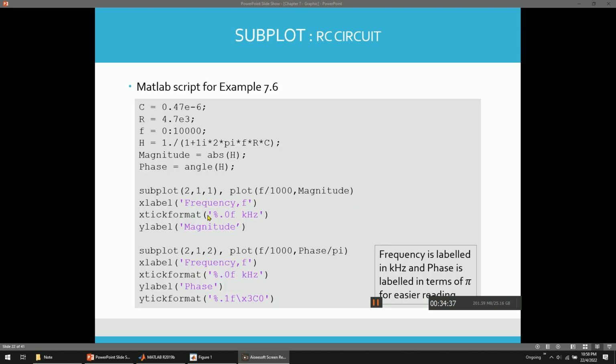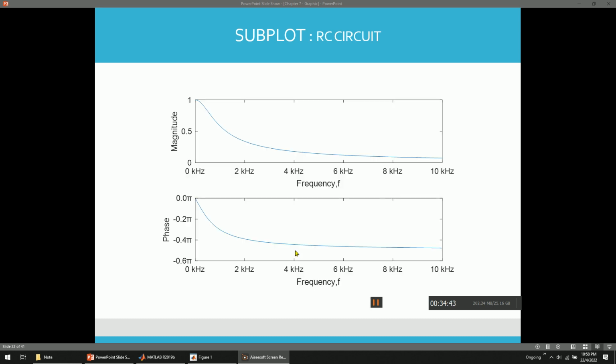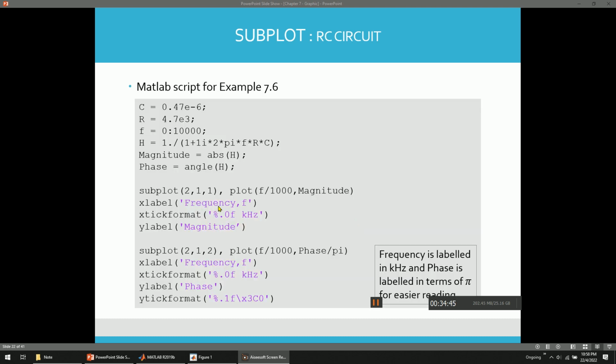Don't forget the percentage sign, and f is the floating number. That is the tick, and then Y is the magnitude. So this one is the magnitude, the Y, and this one is the X. Same here, you change it.